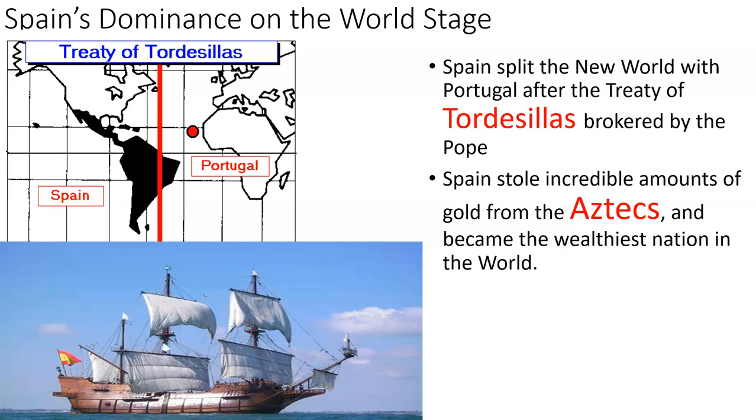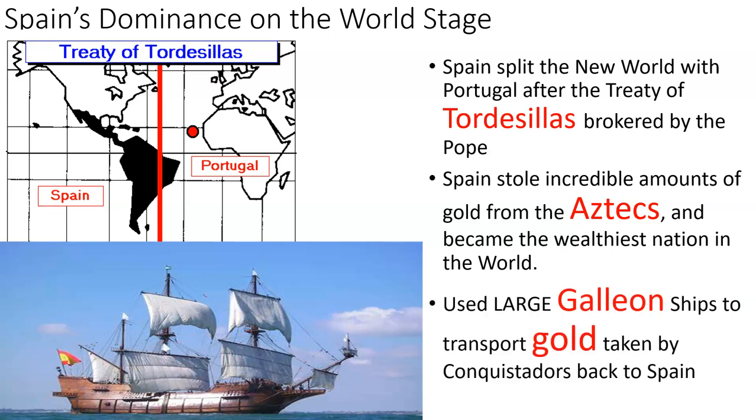The Portuguese, meanwhile, take over Brazil, and they dominate that land of the Amazons. So Spain gets the best of the deal with the Treaty of Tordesillas when they split the world, split the New World, as they called it. And then what they're going to do is build these huge ships called galleon ships and transport the gold taken by the conquistadors, stolen, back from the New World.